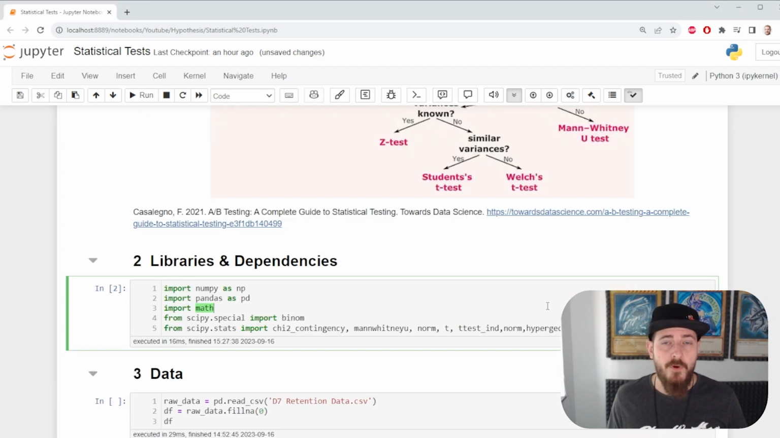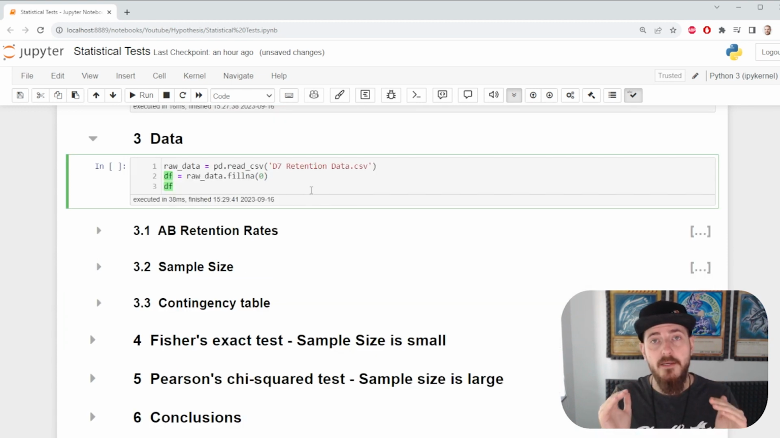We're going to be importing a bunch of statistical tests, NumPy, Pandas, and math. Nothing overly complicated. Ideally, you should be familiar with those, but even if you're not, don't be afraid. I'm going to make it very easy and digestible for you. In the GitHub below, you're gonna find all of the code from today's video. I've also attached a day 7 retention data CSV that we're gonna use as a case study.